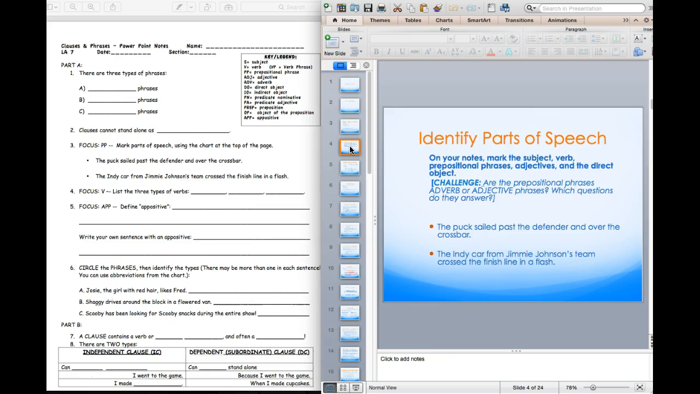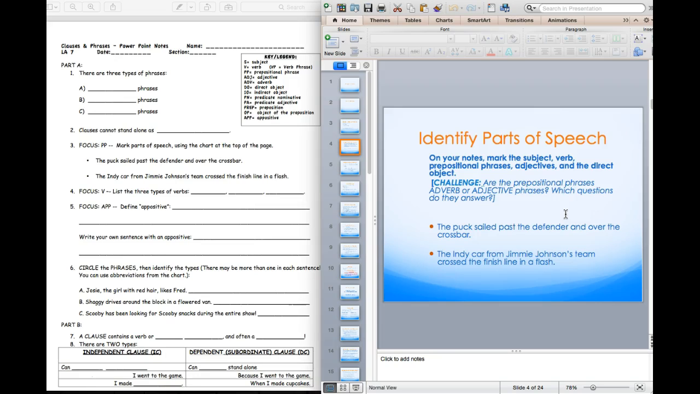Now, as far as parts of speech, we see a couple of sentences here. So you're going to be marking the subject, the verb, prepositional phrases, adjectives, and also the direct object in this case. If you look on your worksheet, you have: The puck sailed past the defender and over the crossbar, and the Indy car from Jimmy Johnson's team crossed the finish line in a flash.